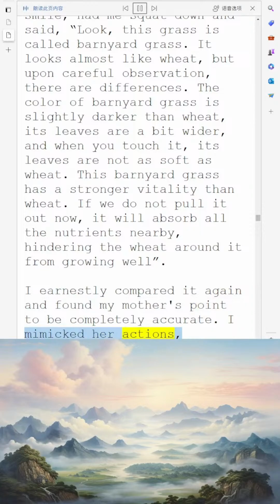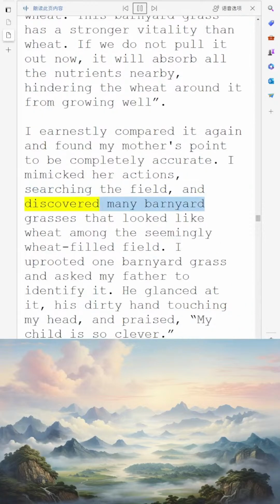I mimicked her actions, searching the field, and discovered many barnyard grasses that looked like wheat among the seemingly wheat-filled field. I uprooted one barnyard grass and asked my father to identify it. He glanced at it, his dirty hand touching my head, and praised, "My child is so clever."